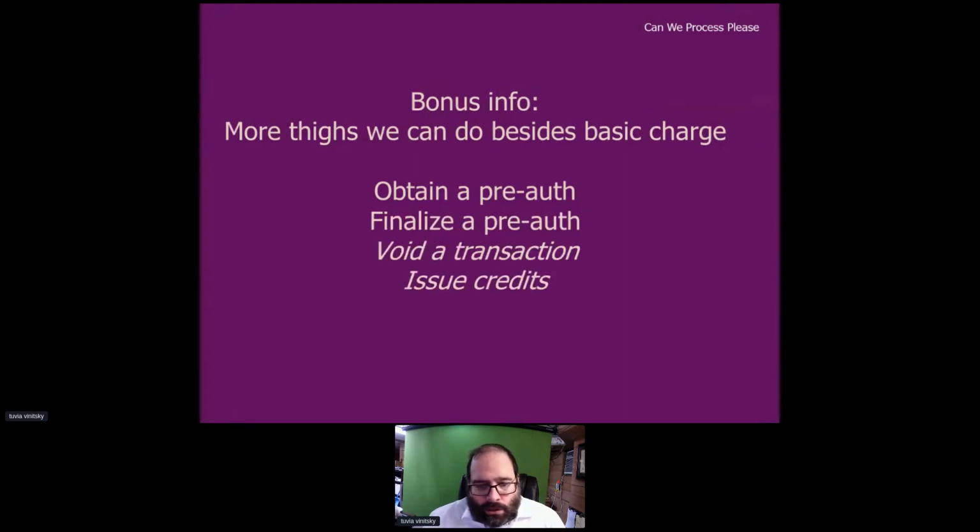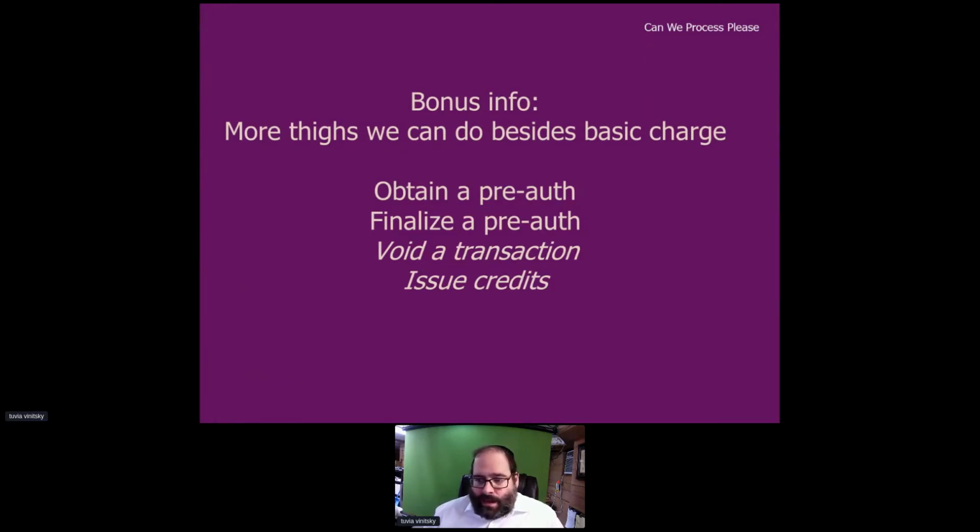The two other things we can do is we can void a transaction and issue credits. Now, it sounds like the same thing, really. The consumer returns an item and wants to get a credit back. So let's say they came to my office and they bought a hard drive for $100. They got it back home. They realized, oh, this is the wrong kind of hard drive. So they brought it back to me. I want to give them a $100 credit. That sounds pretty simple. Well, it's not.